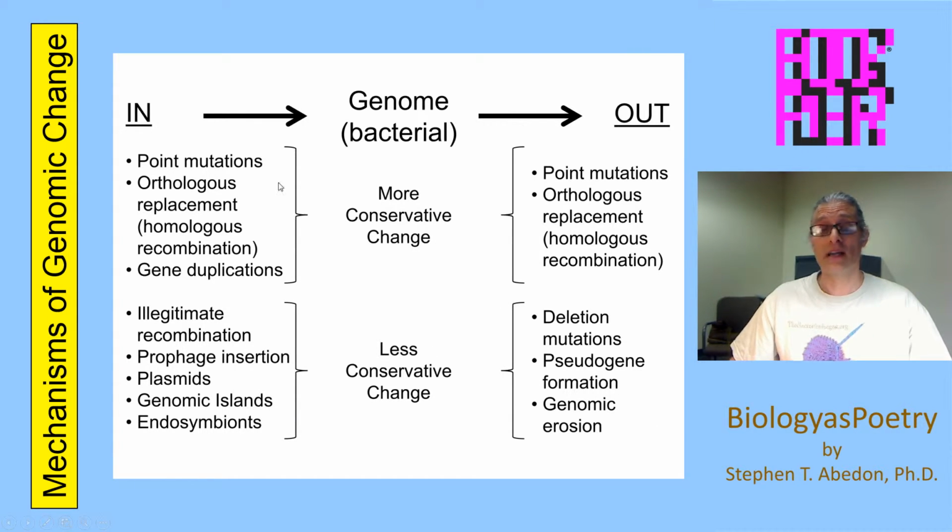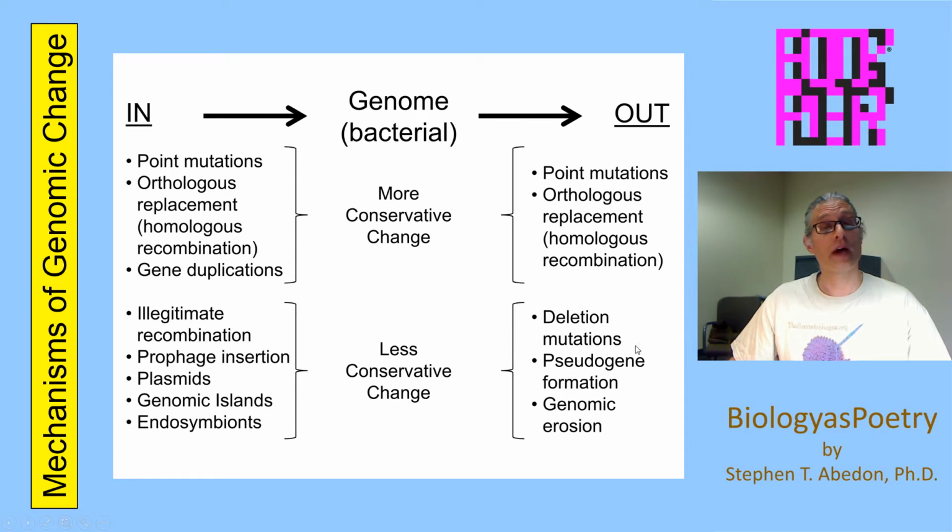On the other side, point mutations are balanced by point mutations. Point mutations not only introduce new information, they take away old information. In orthologous replacement, when you're swapping one gene for another, you're gaining a gene, but you're also losing a gene, or gaining DNA and also losing DNA.